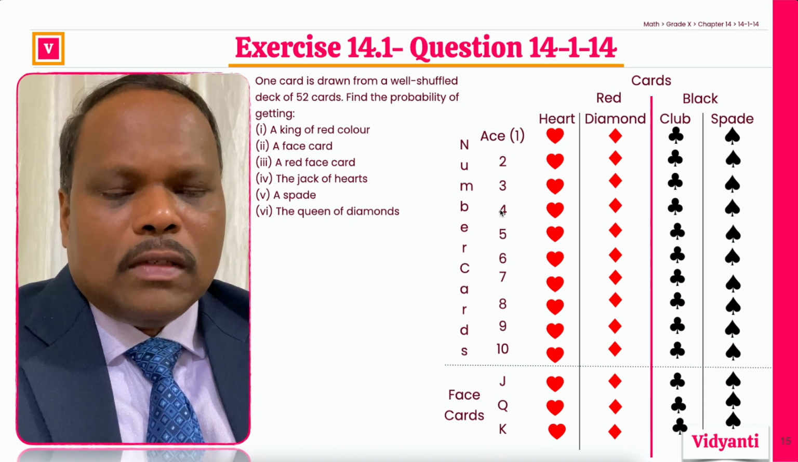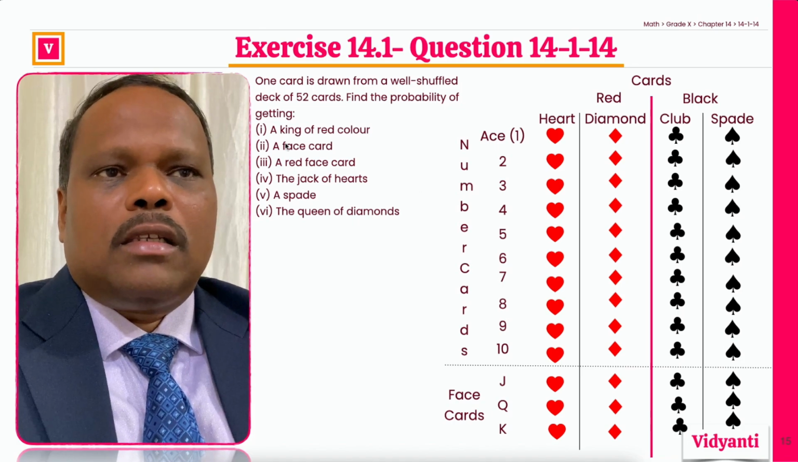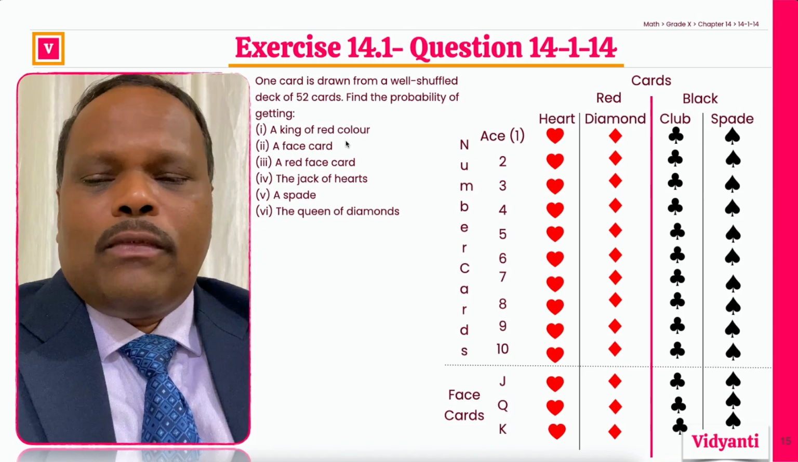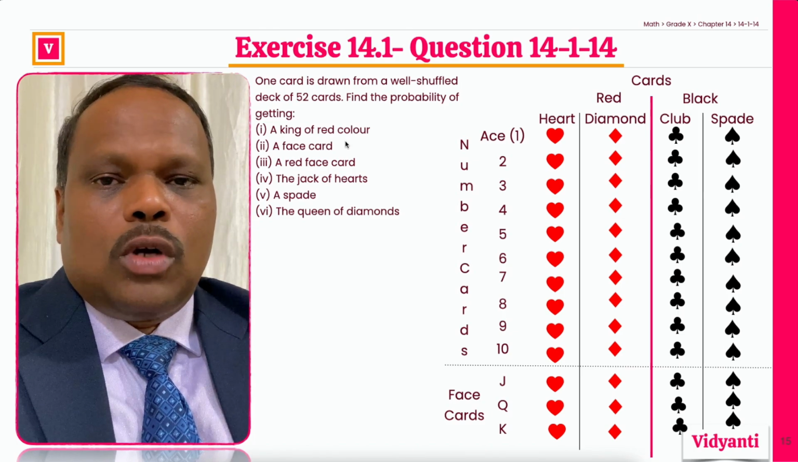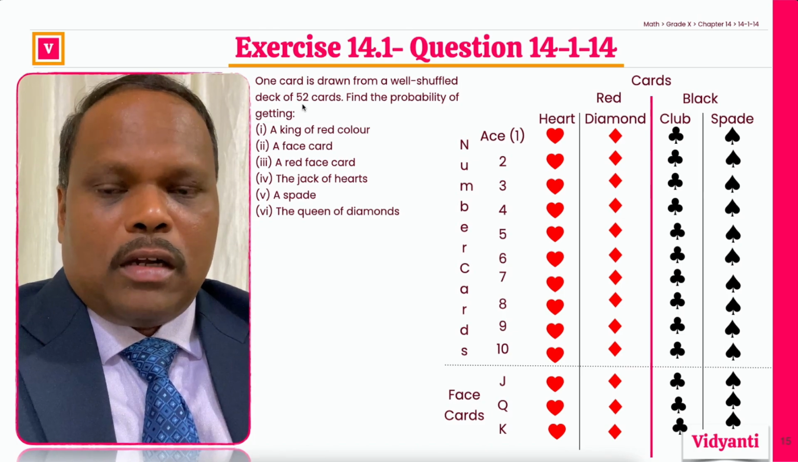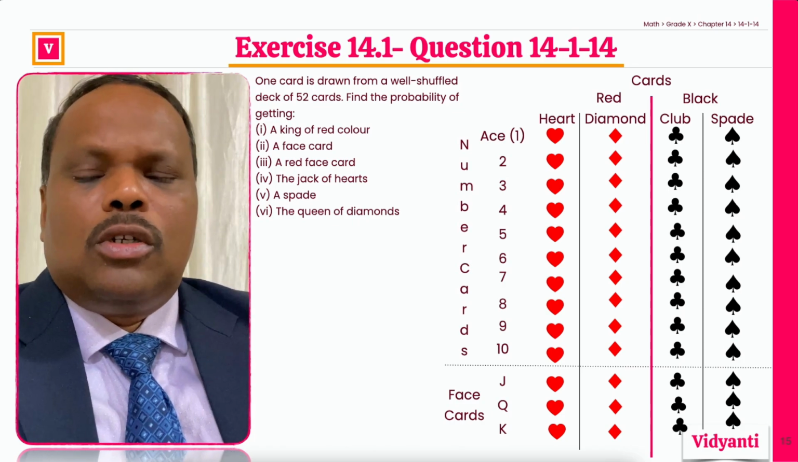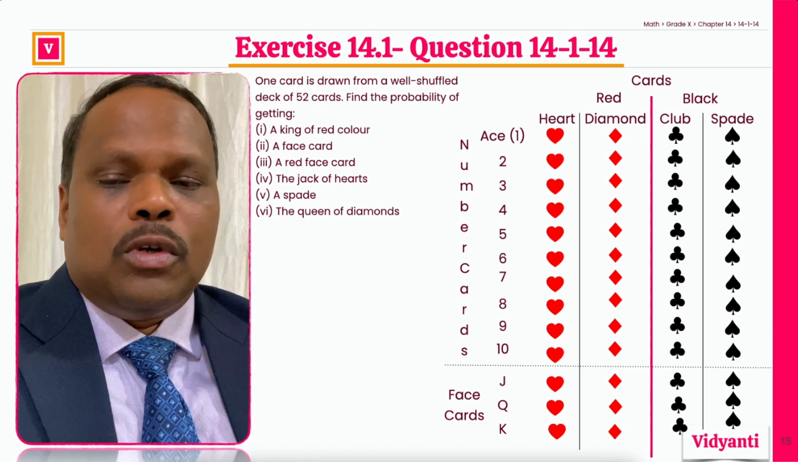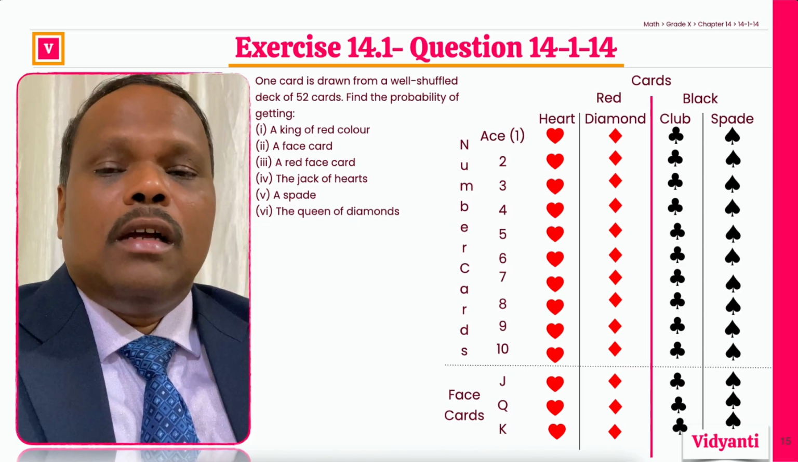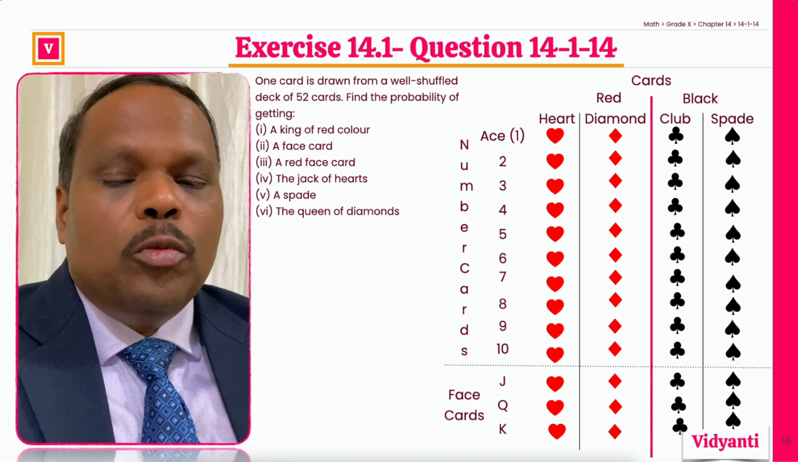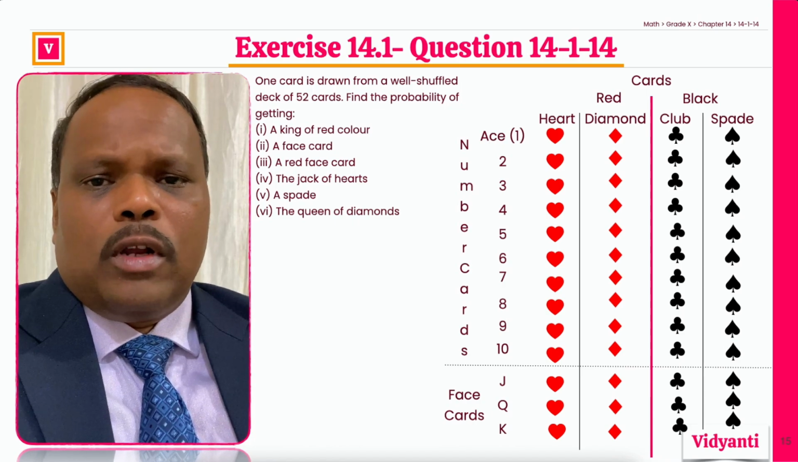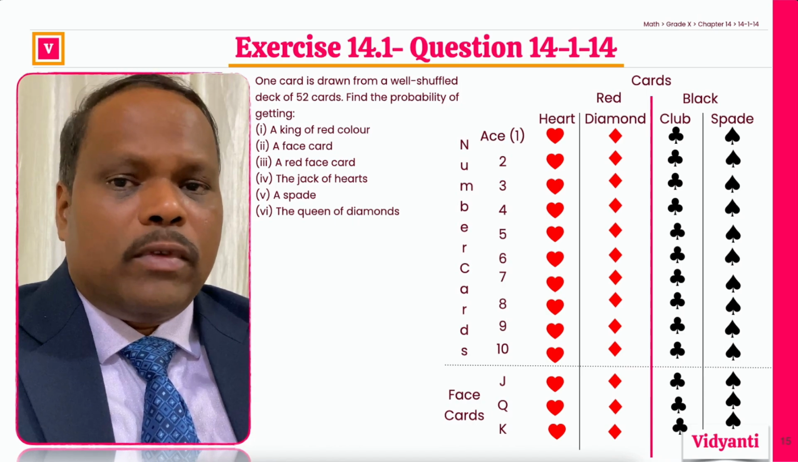Now, having this in your mind, let's go through these conditions one by one. A king of red color. Altogether there are 52 cards, so the total number of possibilities, or sample space, here is 52. That will go permanently in the denominator. Now the numerator will change depending upon what you are looking for. Depending upon every sub-question, the numerator will be different.